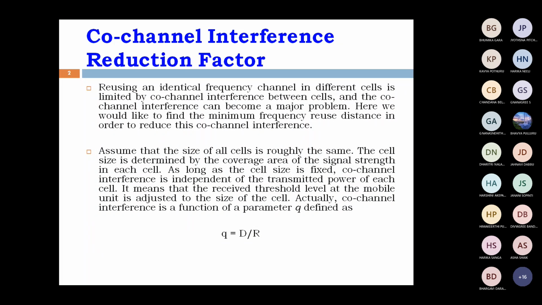Now we assume all cells, right? Yesterday we discussed geographic area designing, dividing it into a number of small parts. Each small part is called a cell. Now we assume that each cell size is fixed, and that the co-channel interference is independent of transmitter power. Nothing but all the cells are the same size.